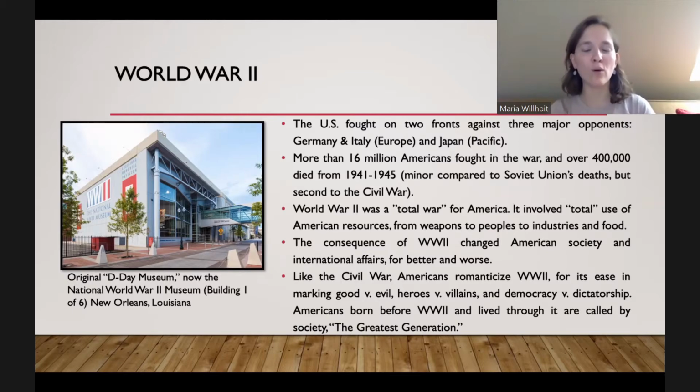And over 400,000 died in World War II from 1941 to 1945. And I know that's minor, very minor, compared to the Soviet Union's death. But for us, in terms of perspective, it's second to the Civil War. So it's still for us a very major war in terms of deaths, in terms of soldiers who fought.